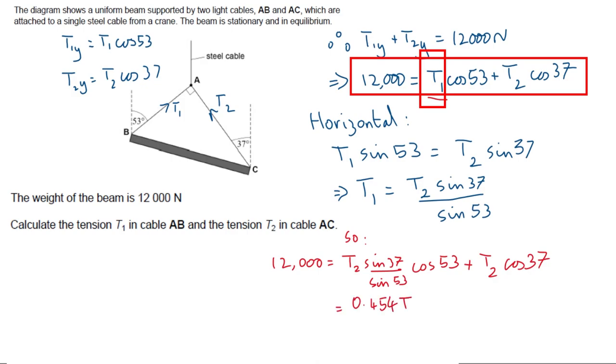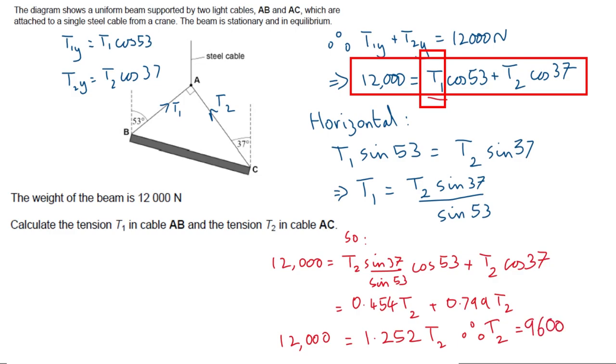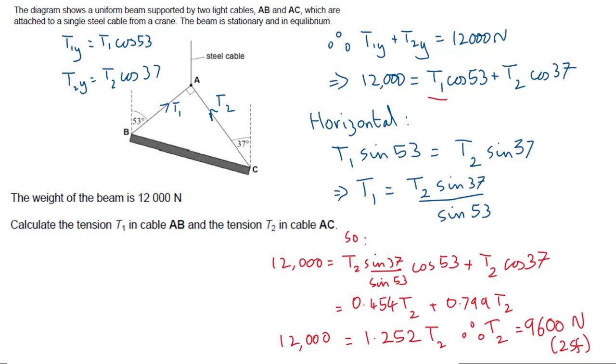This means that we get 0.454 T2 for the first lot, plus 0.799 T2 for the second part of the expression. And all that, of course, is equal to 12,000. Therefore, we can say, if we add those two together, that 1.252 T2 equals 12,000. And so we have a value for T2. 9,600 newtons, 9,600 to two significant figures. Now we're in a position to work our way to get T1.